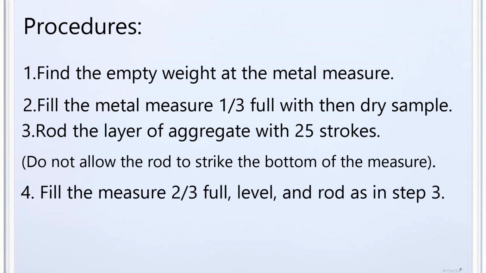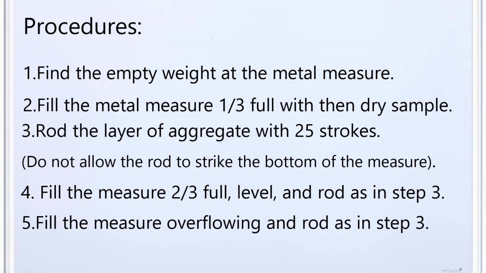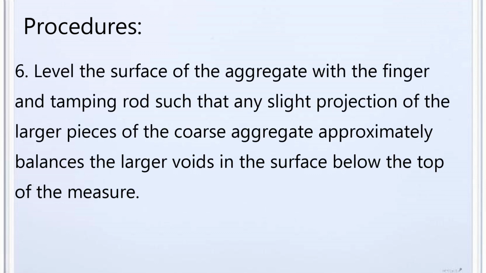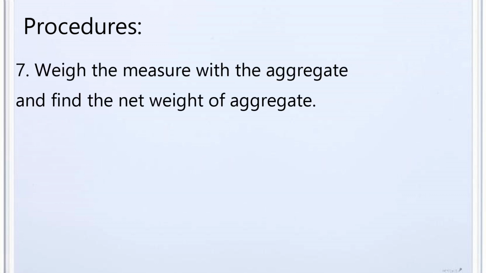Now, fill again the measure with a dry sample, this time 2/3 full level, and rod the layer of aggregate with 25 strokes. Fill the measure overflowing and rod with 25 strokes. Level the surface of the aggregate with a thumping rod such that any slight projection of the larger pieces of the coarse aggregate approximately balances the larger voids in the surface below the top of the measure. Finally, weigh the metal measure with the aggregate. Also, find the net weight of the aggregates.